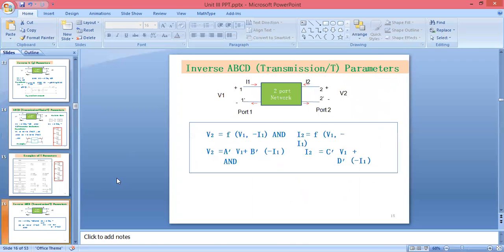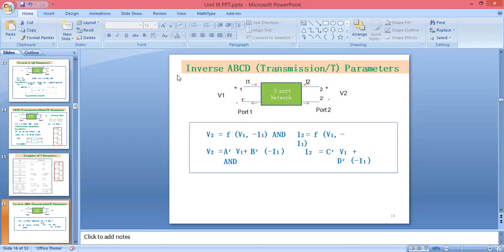Now, if the values of V2 and I2 are dependent on V1 and I1, we can say that network is the inverse ABCD network. And we will get the equations in the form of A dash, B dash, C dash and D dash. We can calculate the values for A dash, B dash, C dash, D dash parameters by using these two equations. Using these V2 and I2 equations, we can get the equations for the A dash, B dash, C dash and D dash.